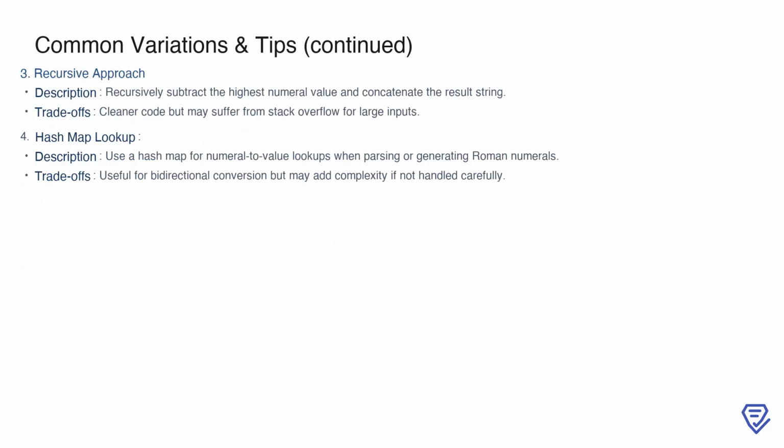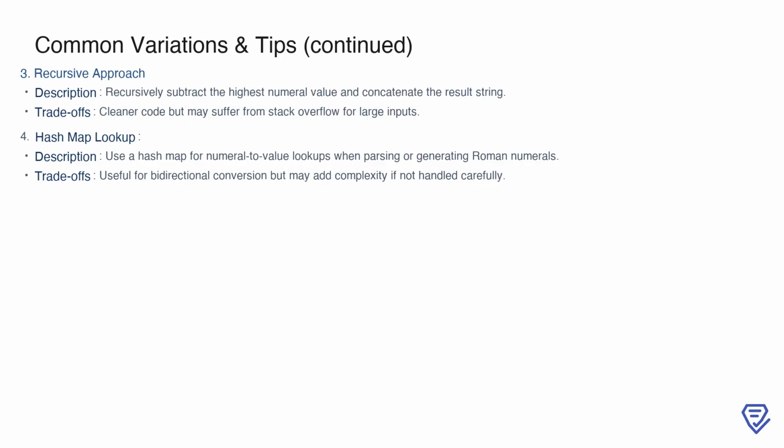Another potential solution is the recursive approach. In this method, you repeatedly subtract the highest numeral value from the integer while concatenating the corresponding numeral to the result string. The code can be cleaner with recursion, but it's important to be cautious about stack space, as this approach might lead to stack overflow for very large inputs.